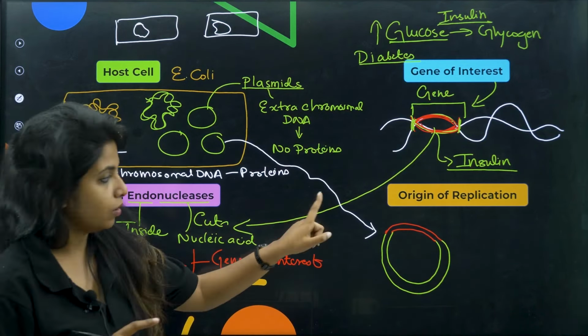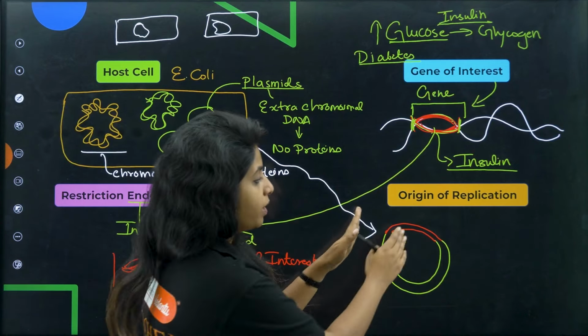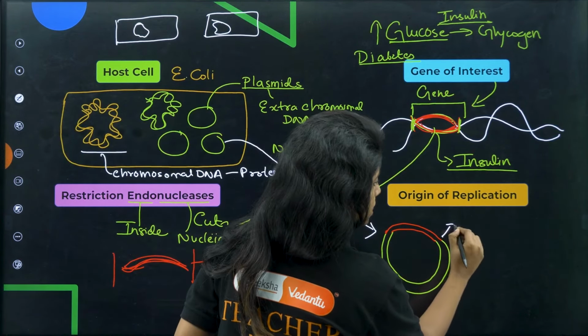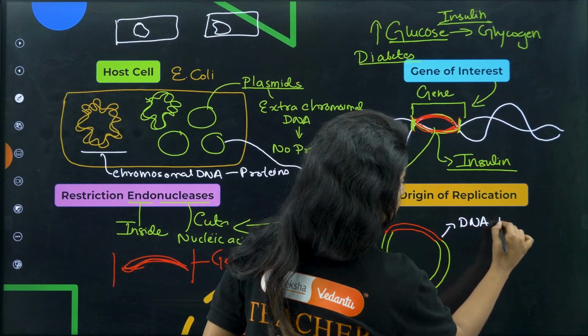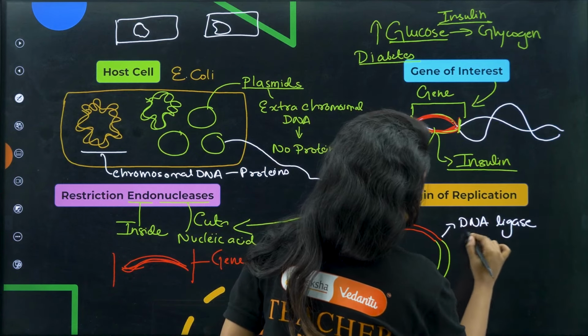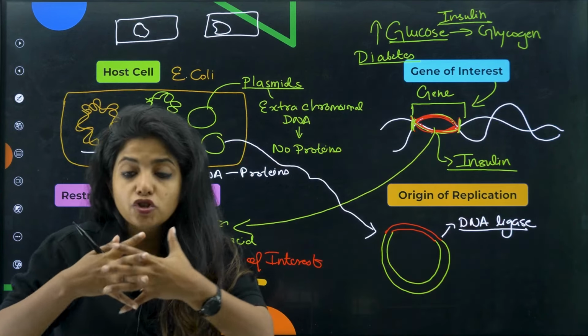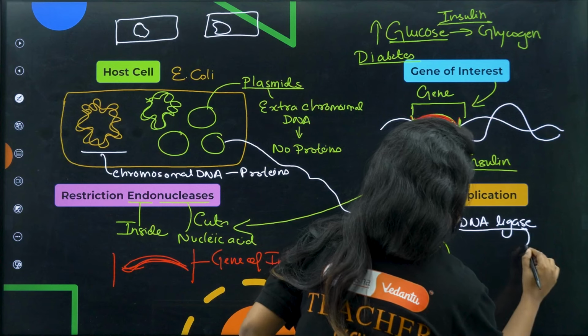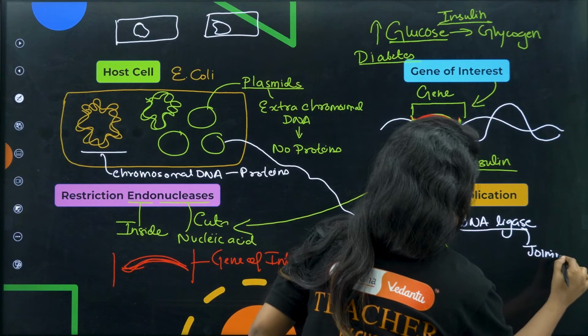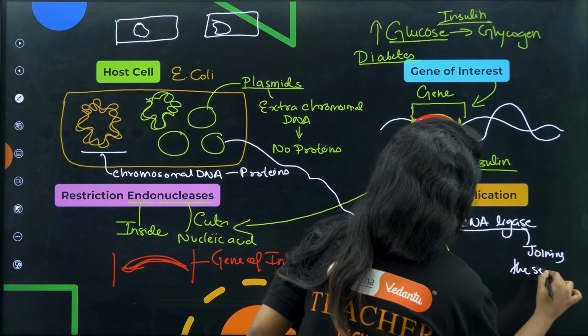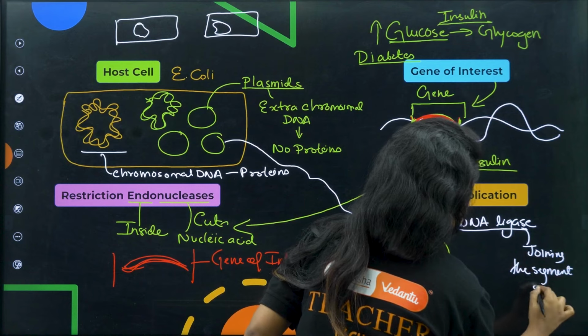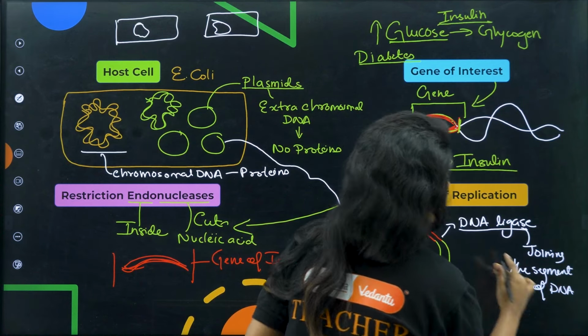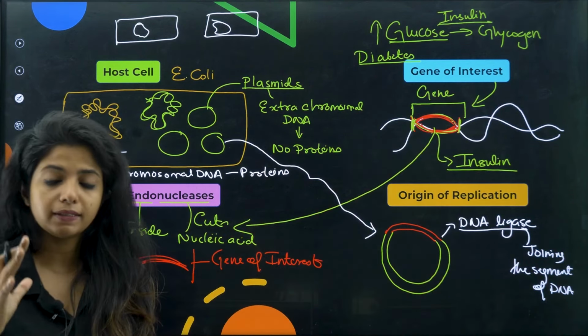This process of fixing things over here, of making them joined, is done by another enzyme, which is known as DNA ligase. DNA ligase ligates, which means it joins things. So DNA ligase is used for joining the segments of DNA. Children, this will give you a basic idea of a lot of things.